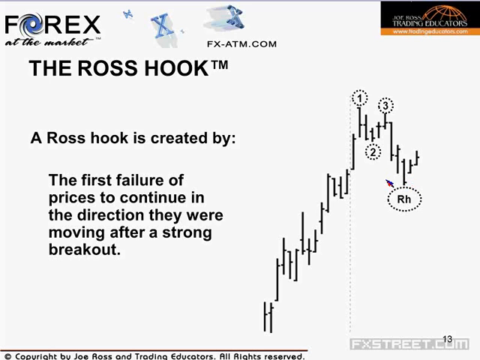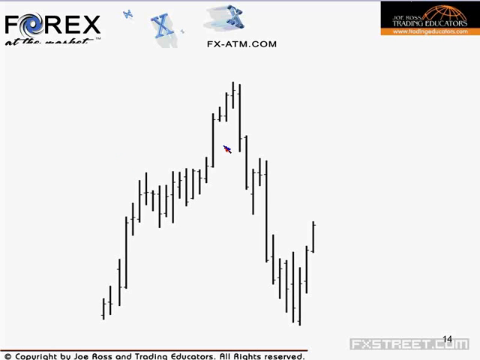So, said in one sentence, the Ross hook is the first failure of price to continue in the direction it was moving after a strong breakout. It doesn't have to be a 1 to 3 high, for example, to create a Ross hook. You could also have a breakout of the trading zone, for example of a sideways market, or another strong move. It doesn't really matter. What's important is that you get that kind of correction, and then you can look for a trade there.